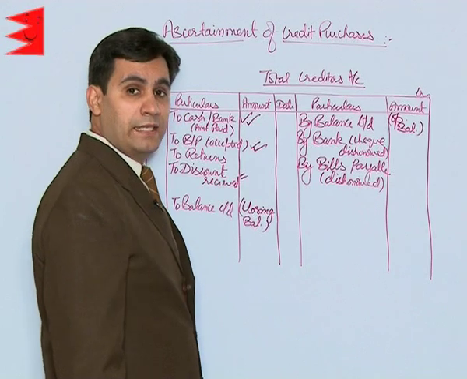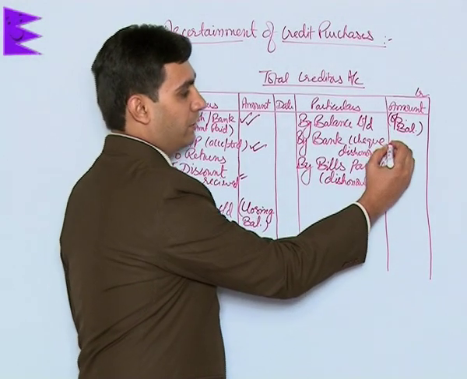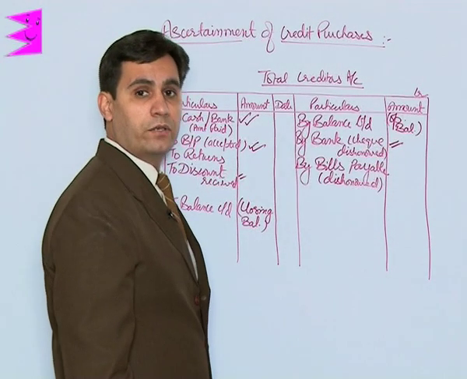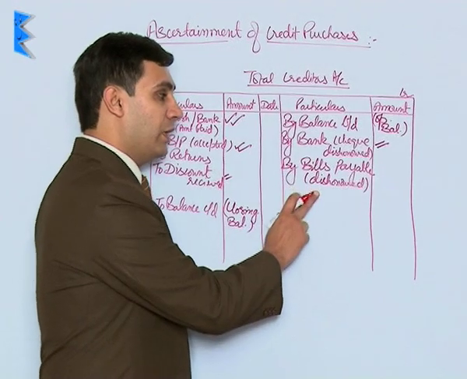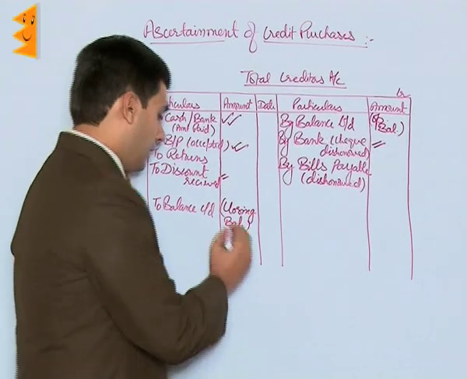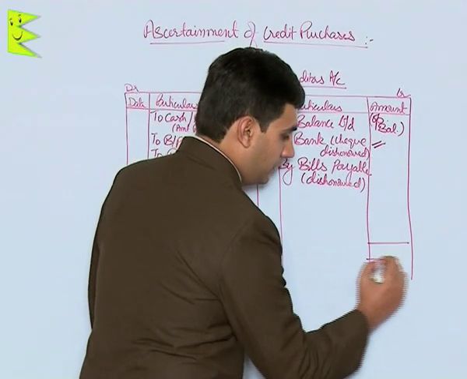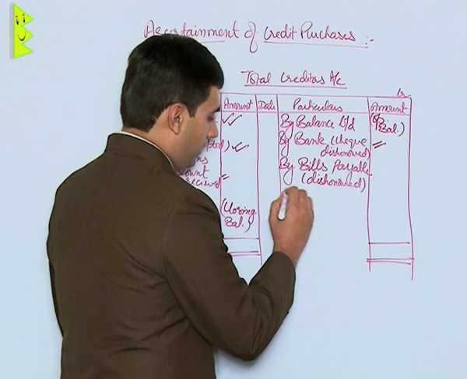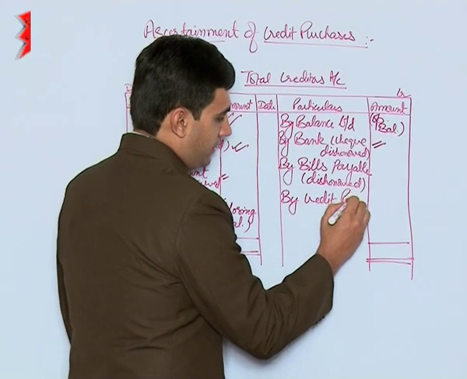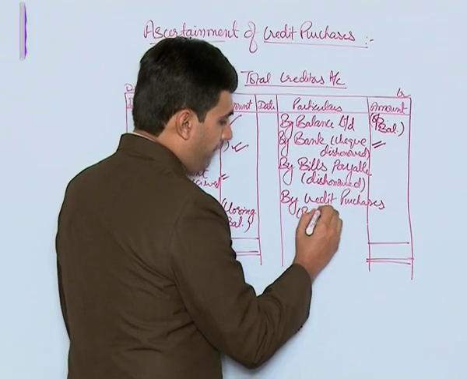Then any cheques which have been dishonored during the year are written on the credit side as the liability of the creditors stands restored. Same thing for bills payable. Once we have made all the entries, total it out and find the balancing figure on the credit side, that would be credit purchases. Remember, it is the balancing figure.